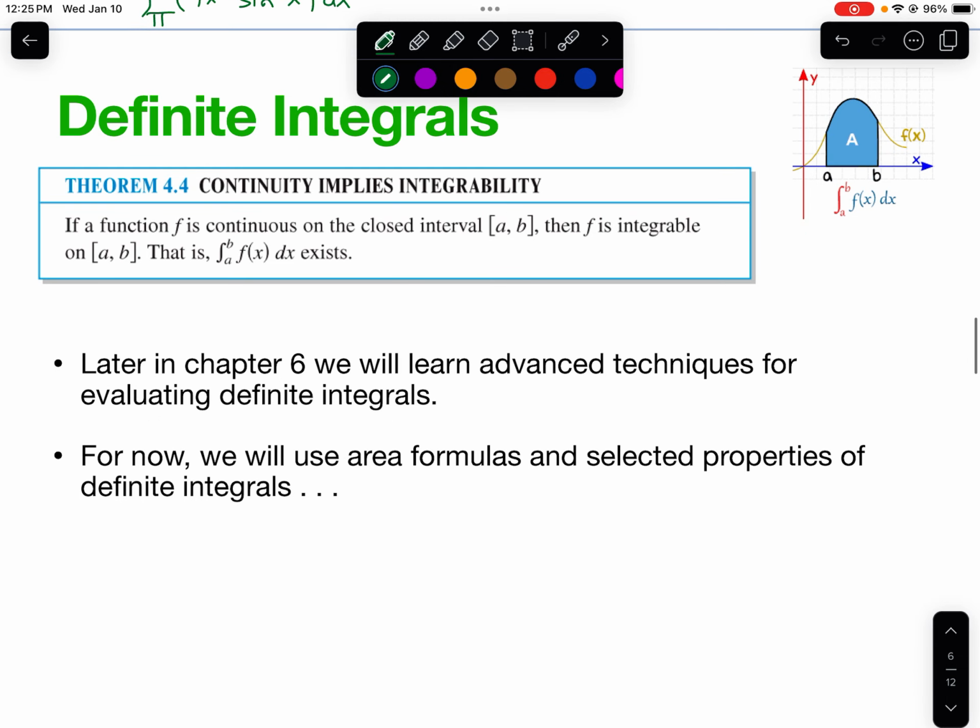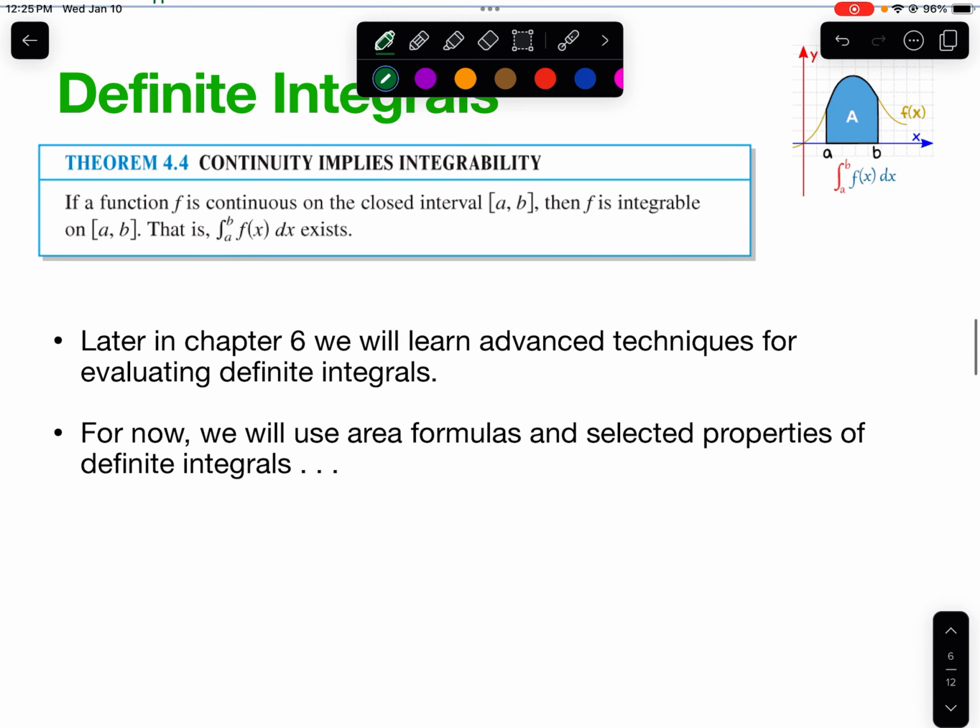A couple of thoughts here about those definite integrals before we start evaluating some using some properties and some geometry formulas. Let's talk about how continuity connects with the existence of a definite integral. Theorem 4.4 on the slide here shows that if a function f is continuous on the closed interval a to b, then f is integrable on a to b. That is to say that the definite integral from a to b of f of x dx exists. So here is an existence theorem telling us about how continuity connects with the existence of a definite integral.